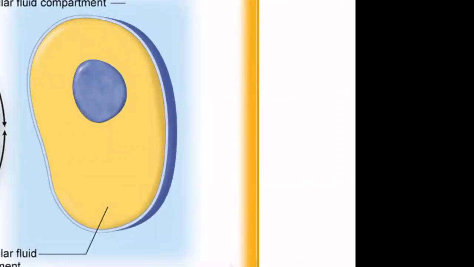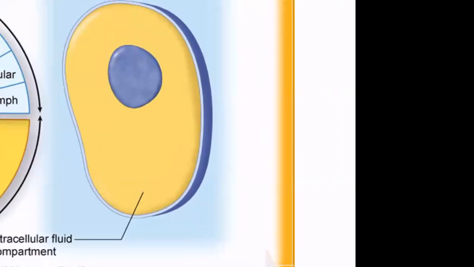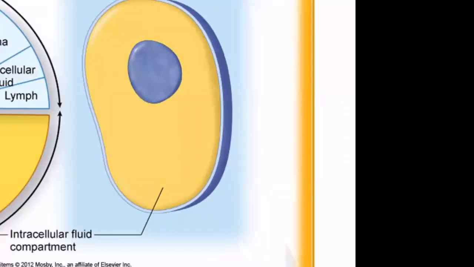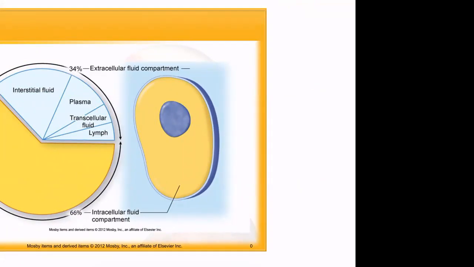And most of cytoplasm is made up of water. We call that an intracellular compartment. It's inside of the cells. This is where we find most of the water in our body, actually inside of our cells.